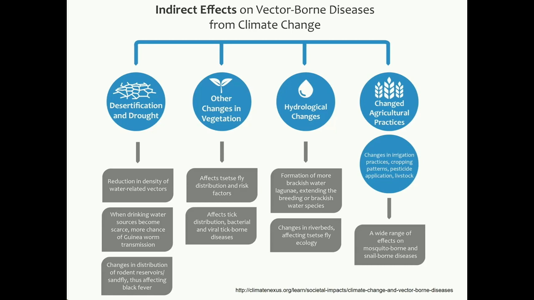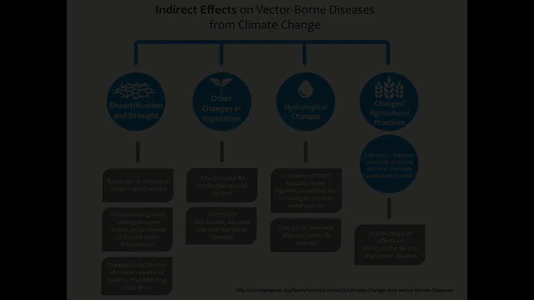The changed agricultural practices also have an impact. That is, changes in irrigation practices, cropping patterns, pesticide application, and you can see there are changes on impacts for livestock. A wide range of effects on mosquito-borne and snail-borne diseases can be seen here.